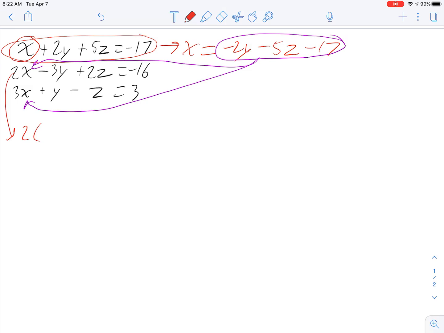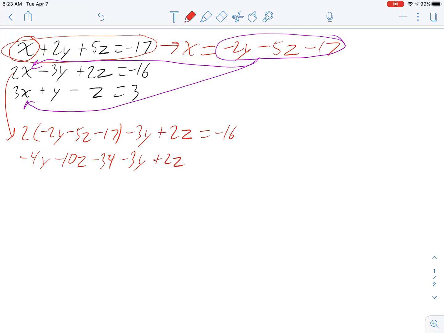So I'm going to replace that x with the negative 2y minus 5z minus 17. This does get a little bit tedious, but it is an option. Now I'm going to distribute, so that's a negative 4y minus 10z minus 34, and then minus the 3y, the 2z, and the negative 16.